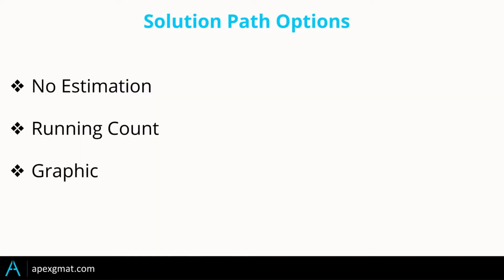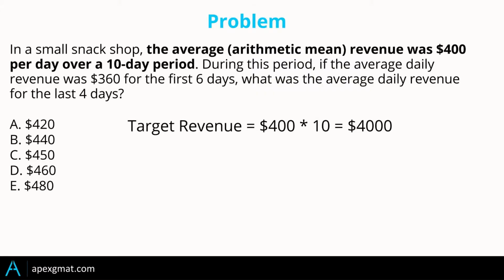If we dive into the problem, right from the first sentence, we have sort of a conclusion that we can create via either a graphic or accounting solution path. If you were the business owner, immediately you'd say to yourself, well, 10 days, an average of $400 a day, I made $4,000. And this is how we want to think about averages.